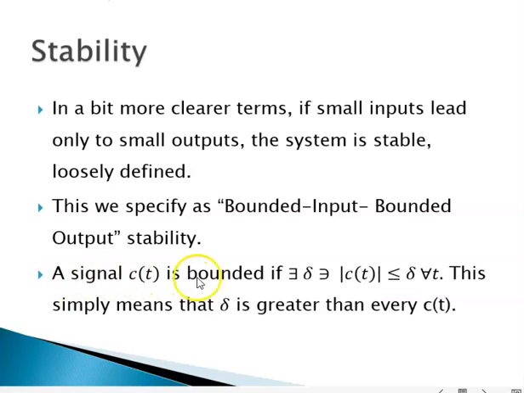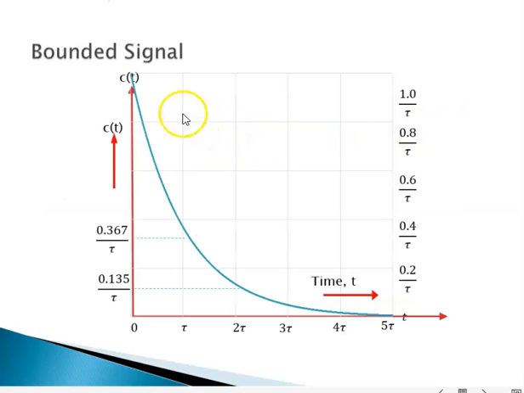A signal is bounded if there exists a delta such that the magnitude of C of t is less than or equal to delta for all time to come. For every possible value of t, C of t is less than or equal to a single value delta. If this is true, then delta is greater than every C of t for all time to come. This is an example of a bounded signal.